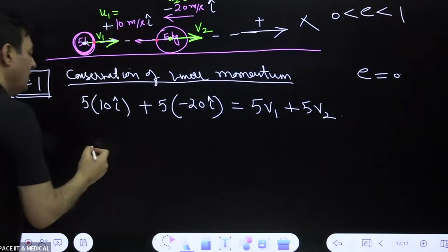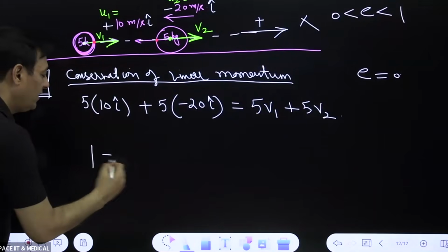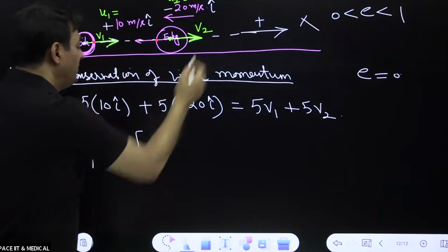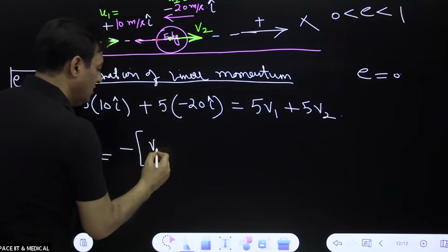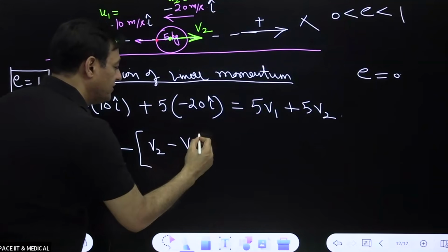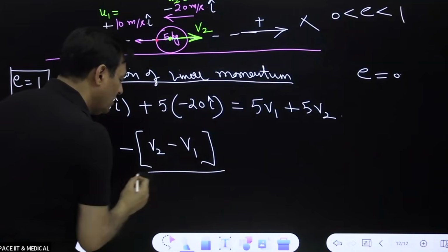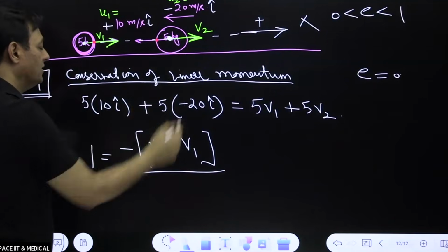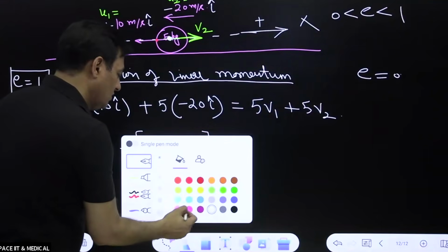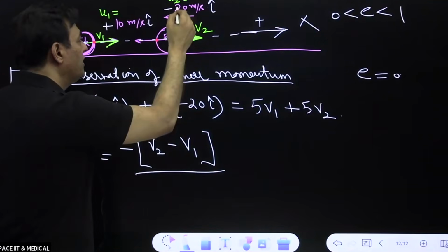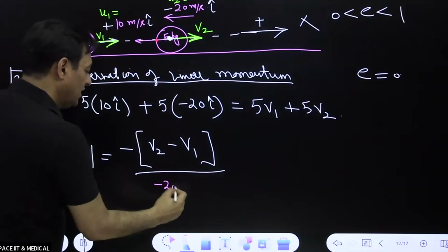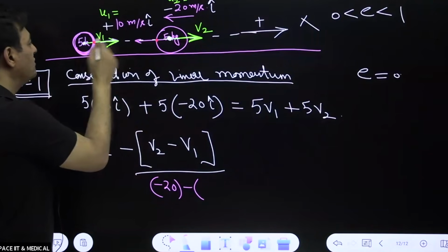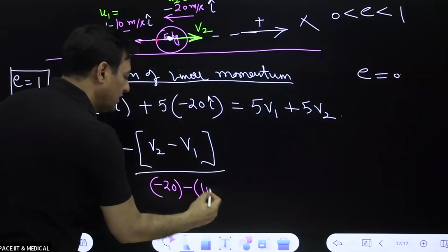equation, which will be: E is equal to minus (V2 minus V1), the velocity of separation after collision, upon U2. What was the initial velocity of this body? Initial velocity of this body is minus 20 I cap, minus. What is the initial velocity of this body? 10 I cap.